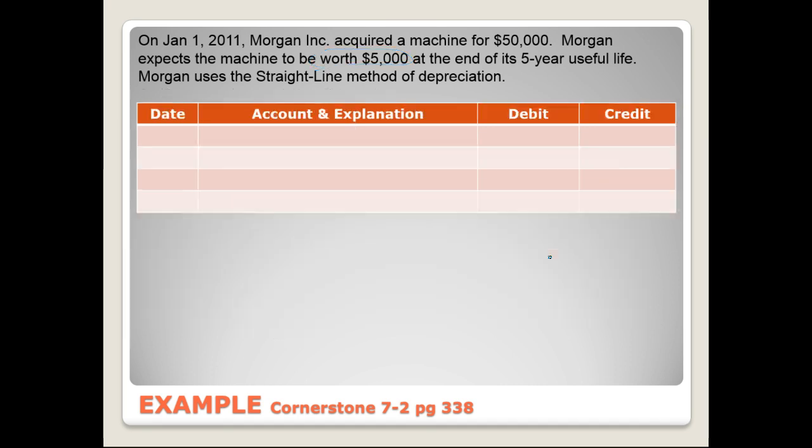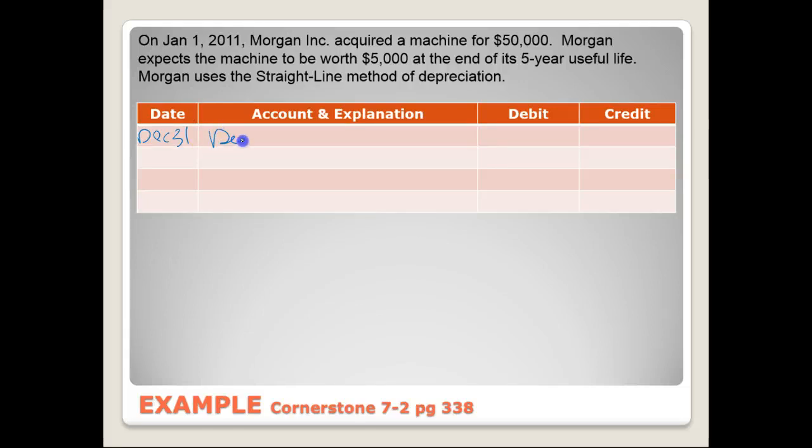Now let's do one last thing. Let's prepare the journal entry that we would need to use to record depreciation expense for the year 2011. For using the straight line method, we would get to the end of the year on December 31st, and we would say how much of depreciation expense happened that year? Right, $9,000. So what would be our entry?